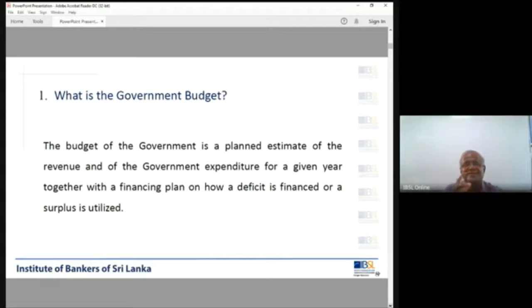So this is the discussion. This is the description of the budget: revenue, expenditure, deficit, financing of deficit. What is the government budget?